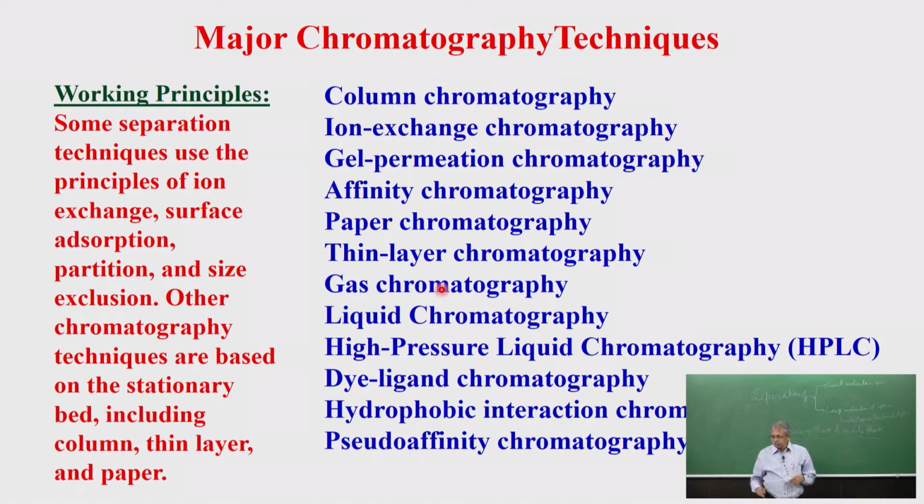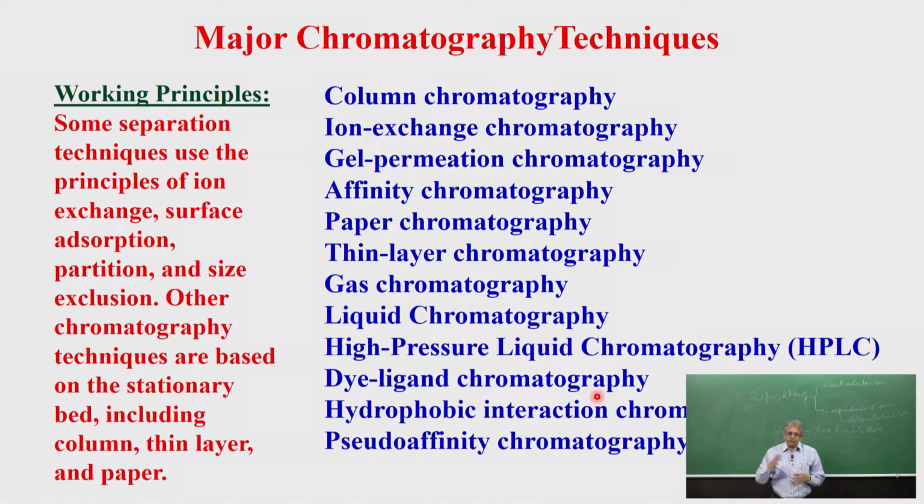So that differentiation: this is liquid chromatography, and if you put it under a higher pressure, it becomes HPLC, high pressure liquid chromatography. You can also use dye ligand, where a kind of color comes up when your compound is attached to or interacting with the stationary phase. Then you have hydrophobic interaction chromatography, which is generally not used for small molecular compounds, but is very commonly used for proteins and other biomolecular systems.